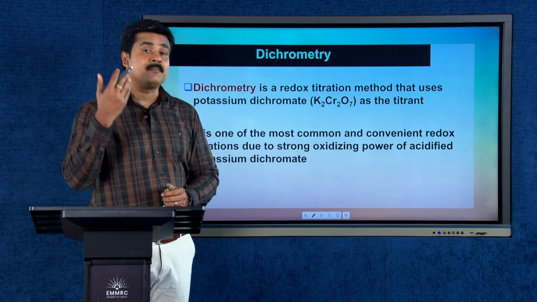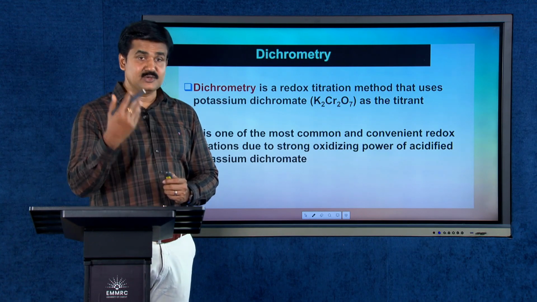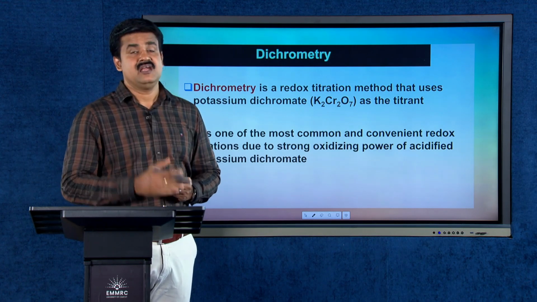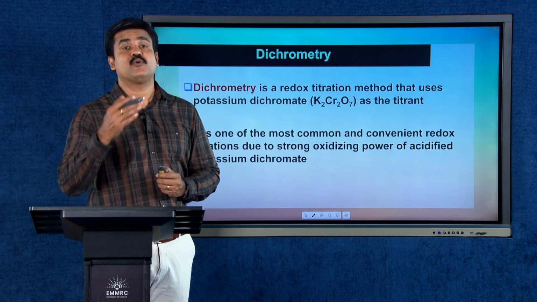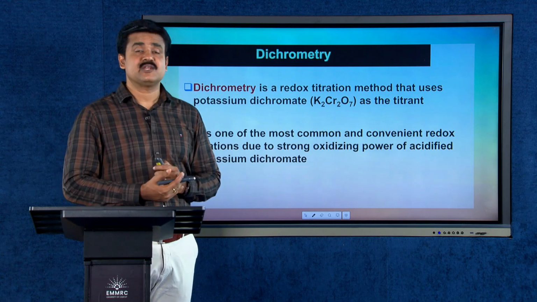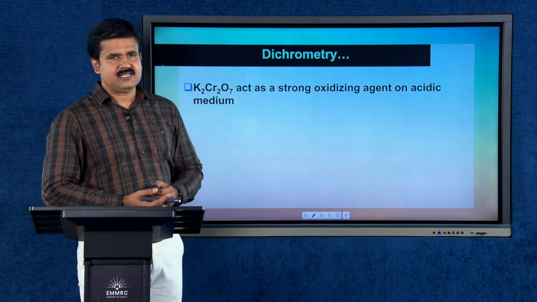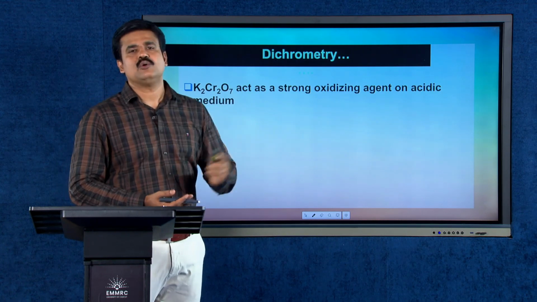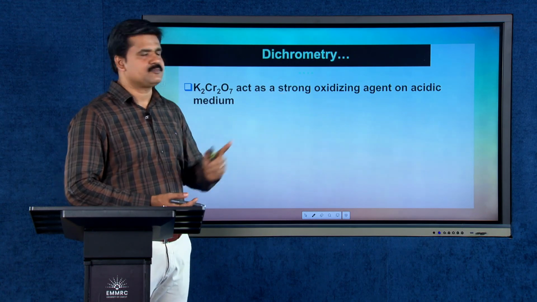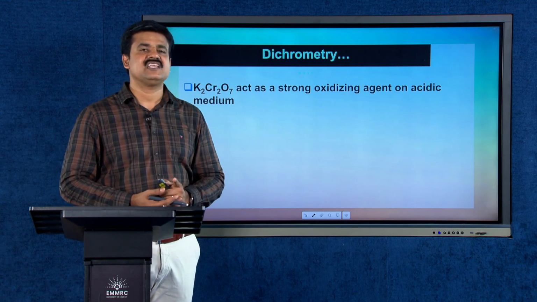You know, in permanganometry, you are using potassium permanganate as an oxidizing agent. That is due to its powerful oxidizing capability, especially in acid medium. Similarly, dichrometry utilizes potassium dichromate as an oxidizing agent. This is due to its capability as an oxidizing agent in acid medium. Now, in dichrometry, K2Cr2O7 acts as a strong oxidizing agent, especially in acid medium. This point is very important, so I just repeat this point. K2Cr2O7 is a powerful oxidizing agent in acid medium, especially in sulfuric acid medium.